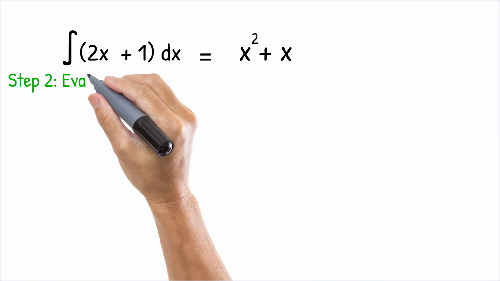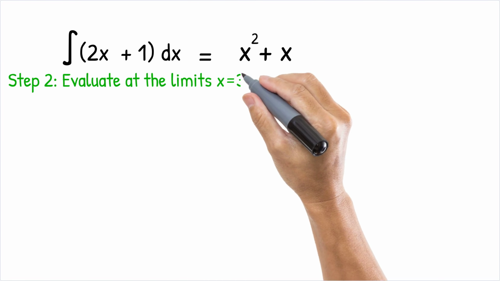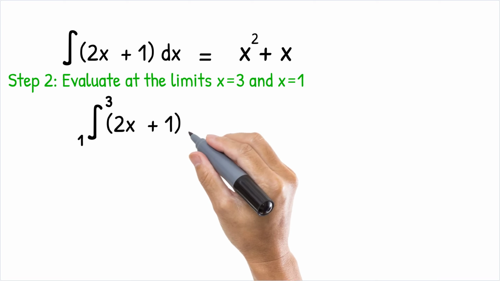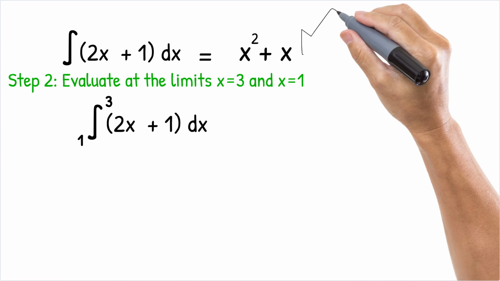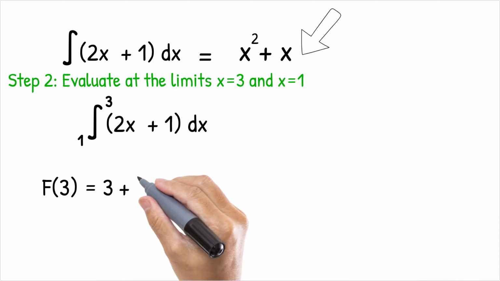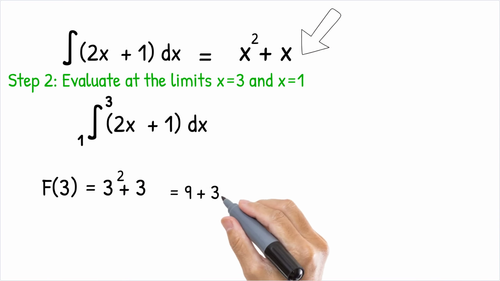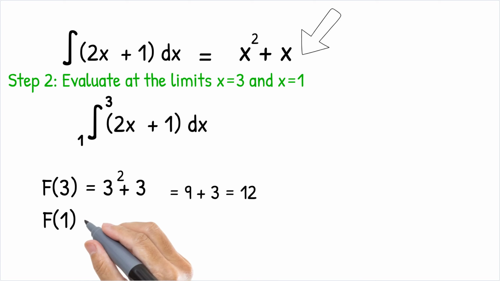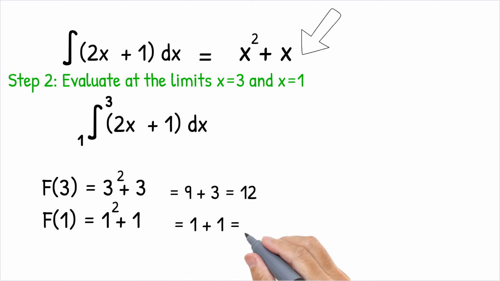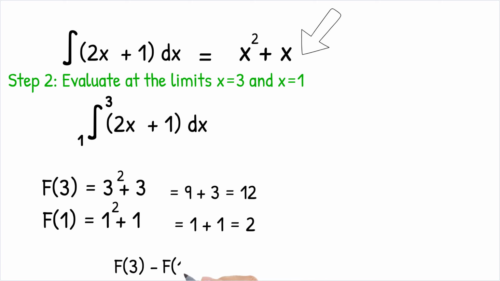Step 2. Evaluate the limits at x equals 3 and x equals 1. That is, substitute the x values in the antiderivative function and subtract the values. F of 3 is 3 squared plus 3, which equals 12, and F of 1 is 1 squared plus 1, which equals 2. Now F of 3 minus F of 1 equals 12 minus 2, which is 10.